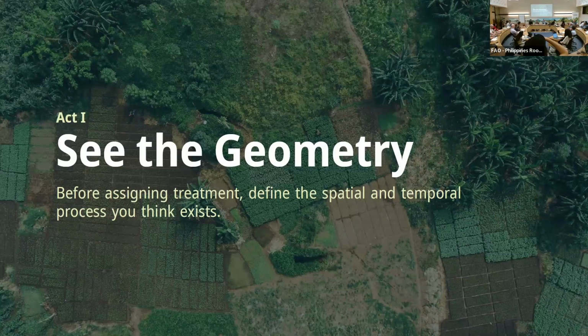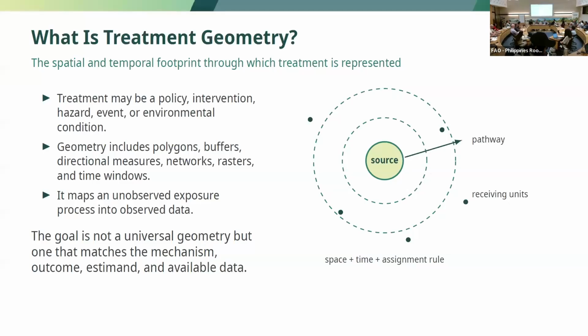Treatment geometry is, you can think of it as similar to your theory of change or your causal pathway, but it is more than that. It is taking that causal idea of, these are the mechanisms that will go from the intervention to the impact, and then mapping those things into your geospatial data in a conceptual way.